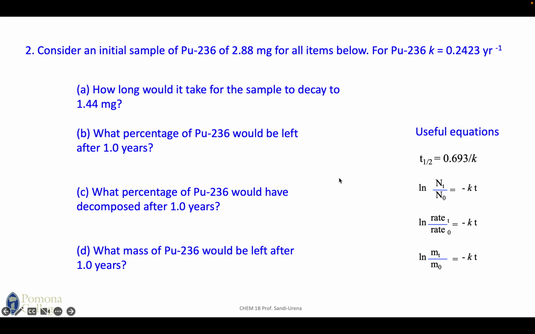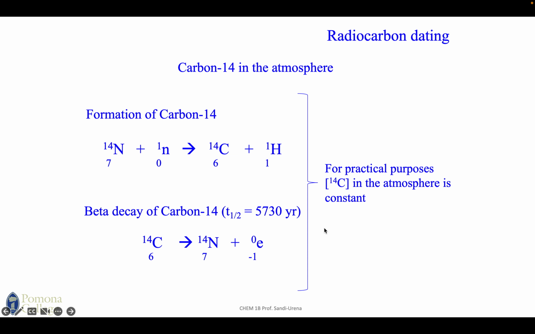Now here we have a sample of plutonium-236, and that is 2.88 milligrams. And they give you the rate constant here, and they give you different questions for which essentially we're going to use these equations here and solve for the unknowns. And this here is just again a summary of what we said about carbon-14.